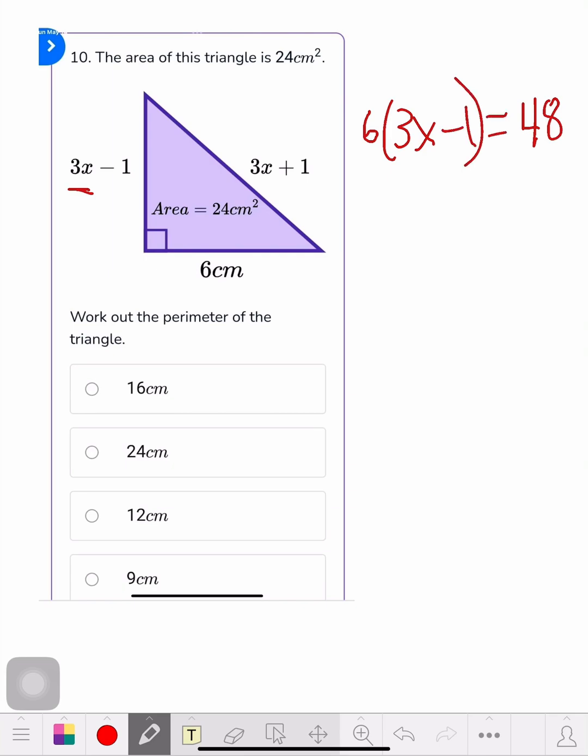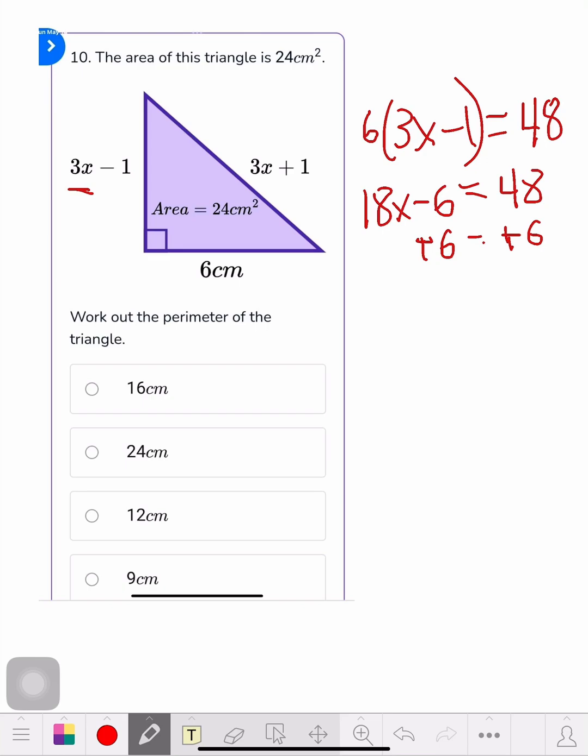So let's go: 18x minus 6 equals 48. Add 6 to both sides, because we want to get the x by itself. And what we do to one side, we've got to do to the other side, remember that.